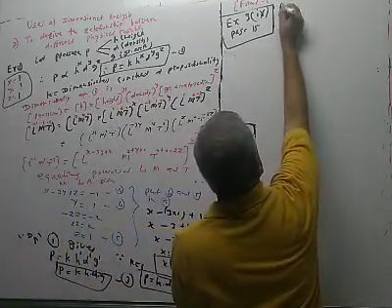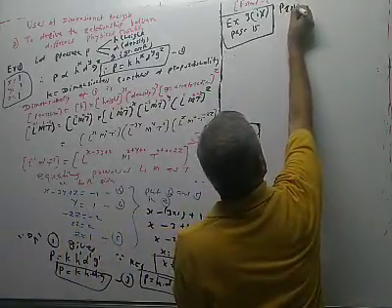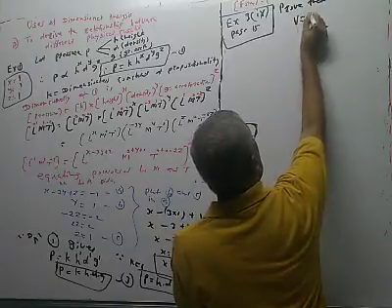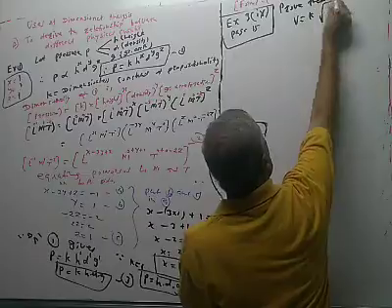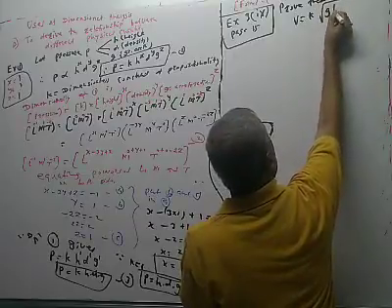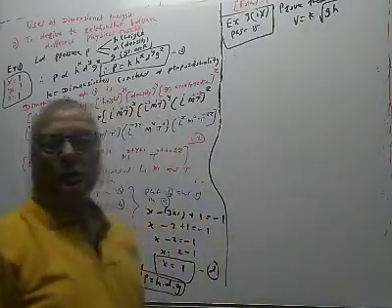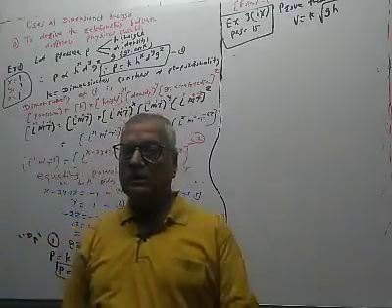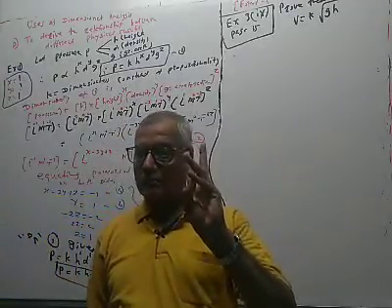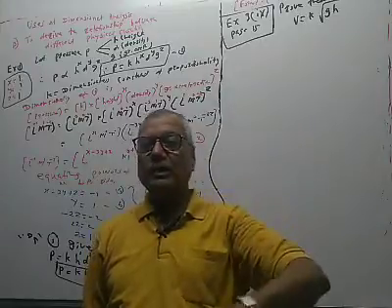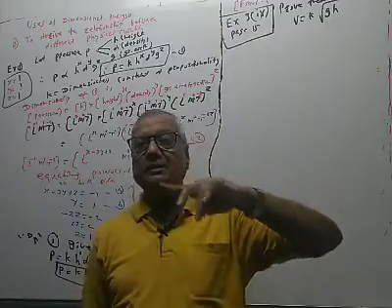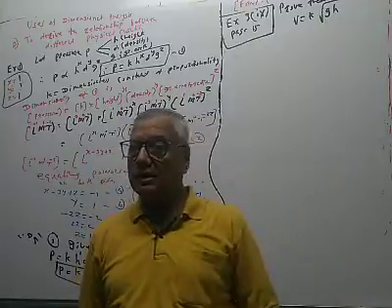Prove that v is equal to k multiplied by root gh. So we have to find the relationship between the three quantities. One is the velocity of the falling body. It is falling vertically downward due to the gravity. Then g is the gravitational acceleration, and h is the height from which it is released.